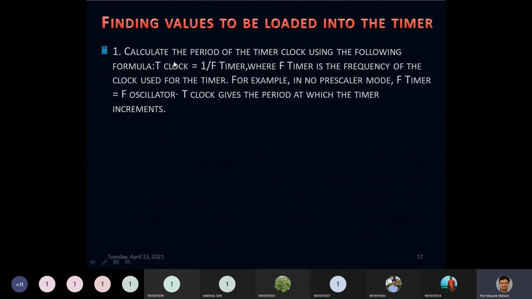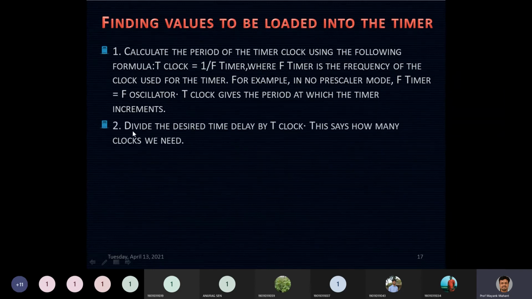First of all we need to calculate the time period of the timer clock using the following formula: the time period of the clock is 1 divided by the frequency of the clock, depending on whatever prescaler you are using. If there is no prescaler, then the frequency of the timer clock is equal to the frequency of your oscillator. If it is not the case, for example if it is divided by 64, then the timer frequency is 1 by 64 times your oscillator frequency.